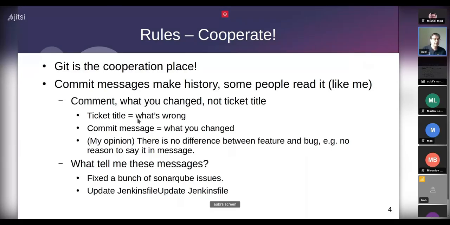So keep in mind that the ticket title is a description of what's wrong, but the commit message should always contain what was changed. Not what was wrong, but what you changed. If it is something, I don't know, I fixed null pointer exception.